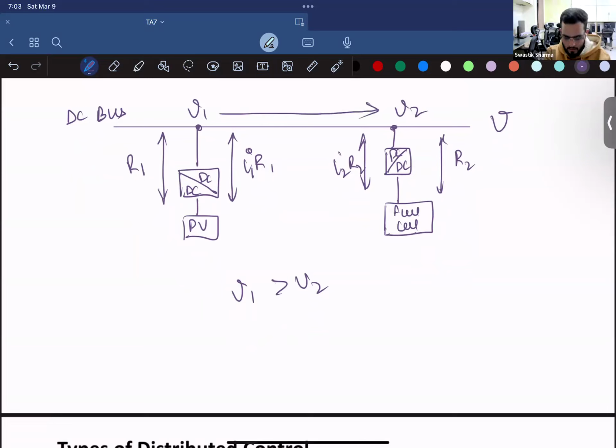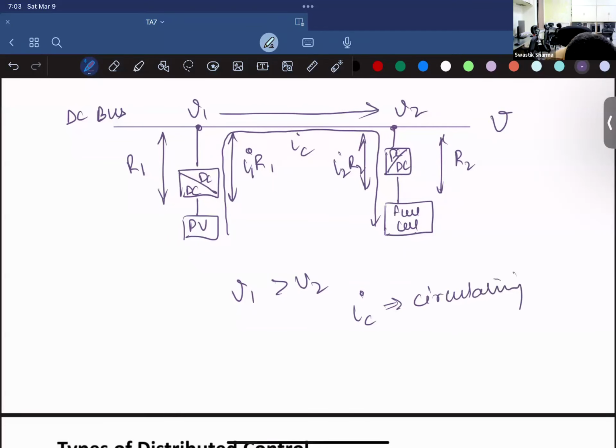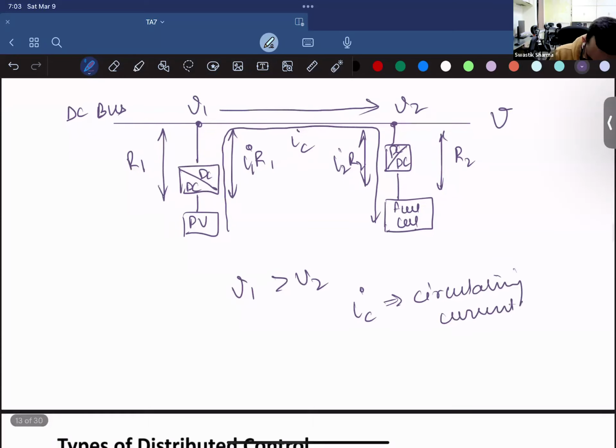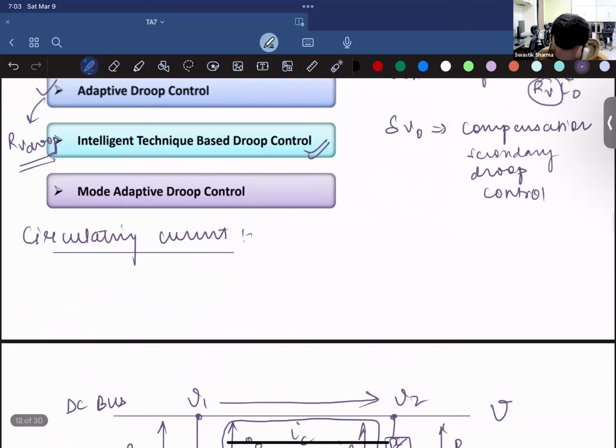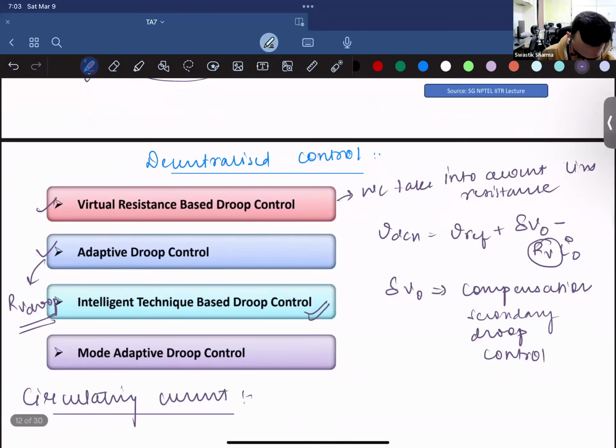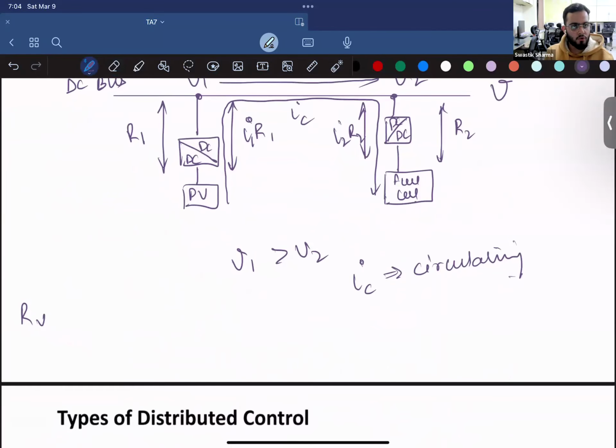This you all know, right? So this will cause a current flow from this side to this side. This current is called a circulating current. Now what I'm saying is controlling the RV droop that I mentioned here. We can control the droop or the resistance of these lines, right?